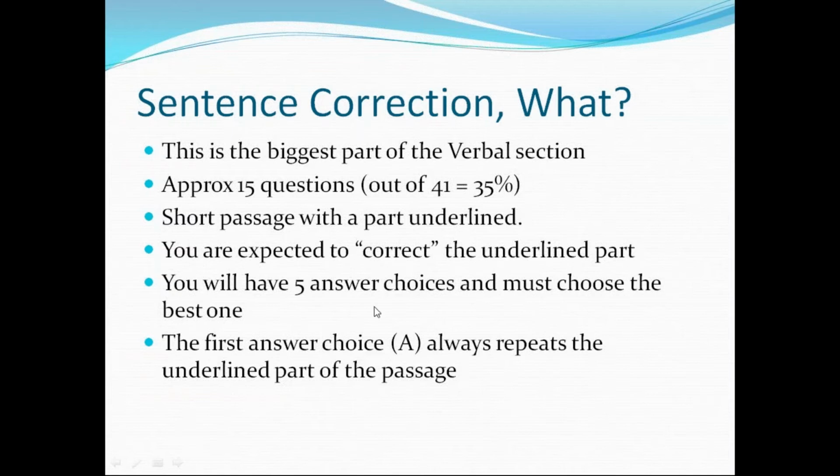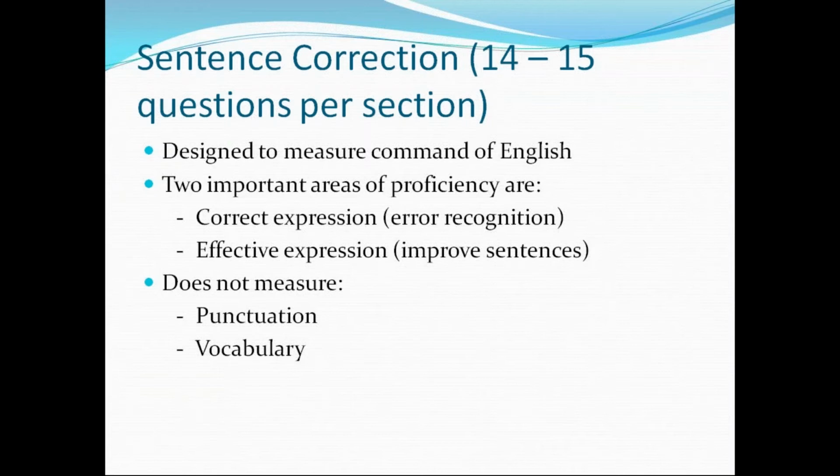You are expected to correct the underlined part. You will have 5 answer choices and must choose the best one. The first answer choice always repeats the underlined part of the passage. Right, so 14 to 15 questions per section. It's designed to measure your command of English.